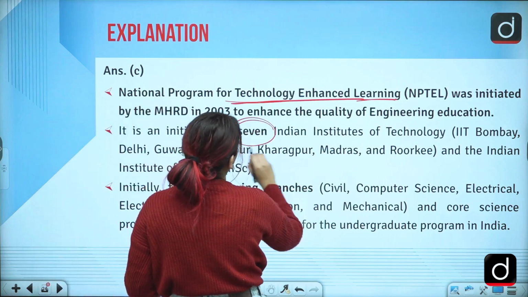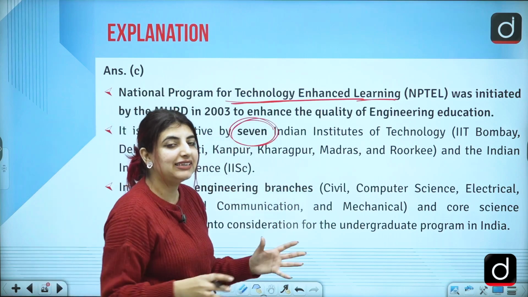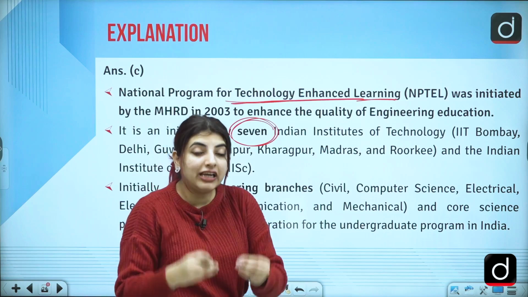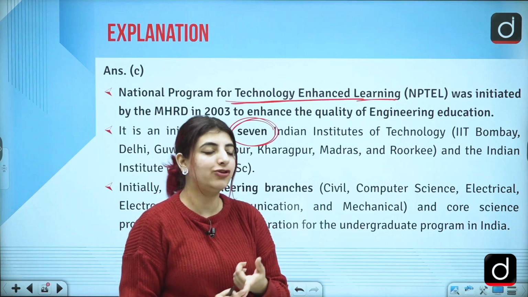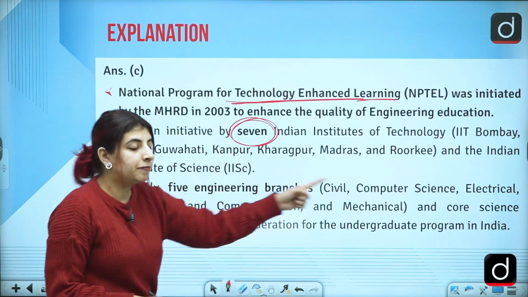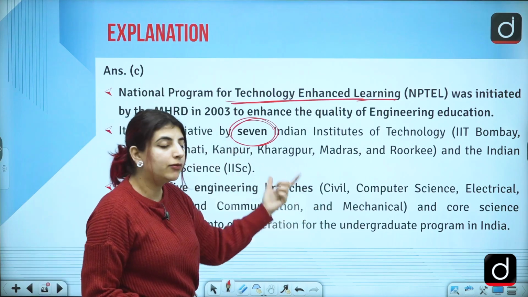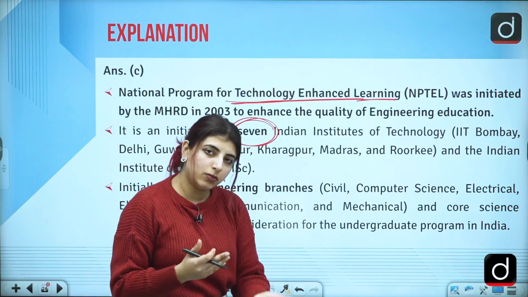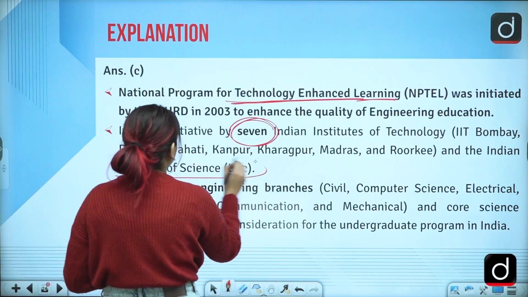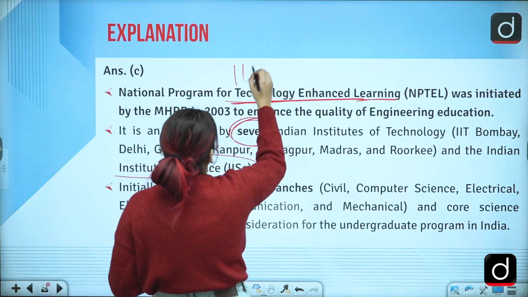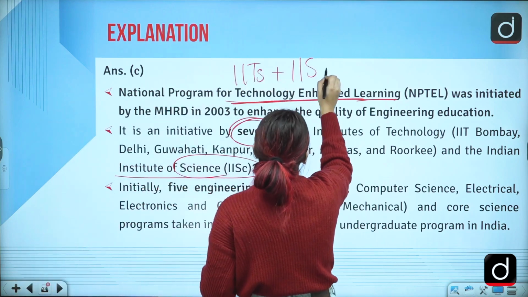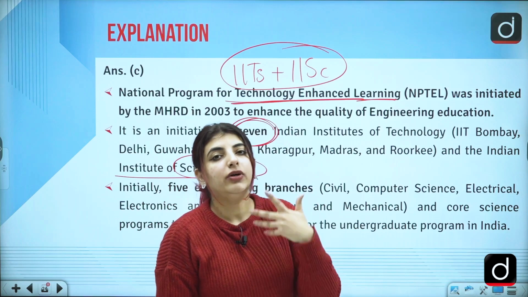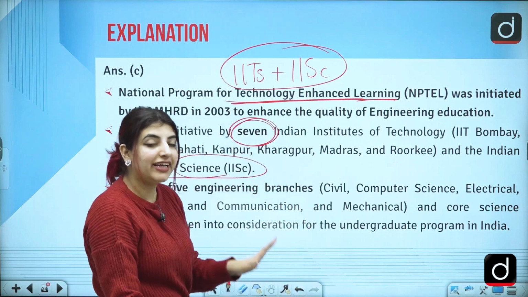It was an initiative by 7 Indian Institutes of Technology, which means 7 IITs collaboratively worked on this platform of NPTEL to deliver lectures related to engineering education. IIT Bombay, Delhi, Guwahati, Kanpur, Kharagpur, Madras and Roorkee, all the 7 IITs collaboratively worked, as I told you, and the Indian Institute of Science as well. So basically it is a joint initiative taken up by both the IITs and IISc to deliver lectures, but for what? For engineering education.